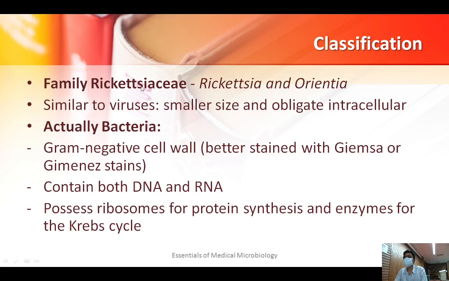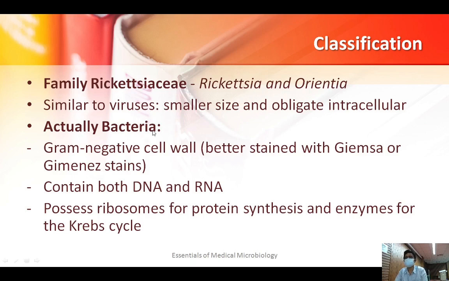Okay, so basically this family Rickettsiaceae consists of Rickettsia and Orientia. Rickettsia is responsible for causing epidemic typhus and endemic typhus. That is the typhus group of fever. Then there is the spotted fever group, the diseases under it being Rocky Mountain spotted fever, then Indian tick typhus, then African tick fever. So many things are there. We have a chart for this.